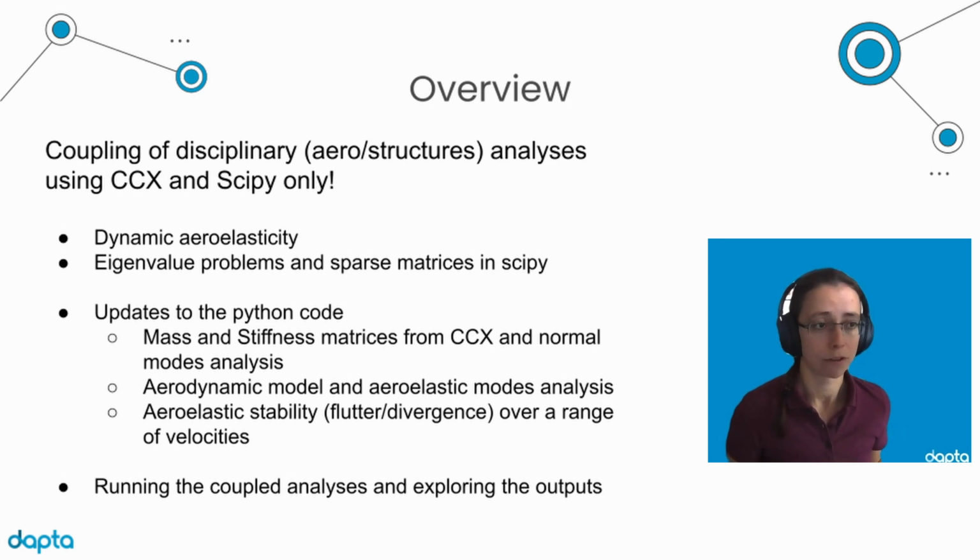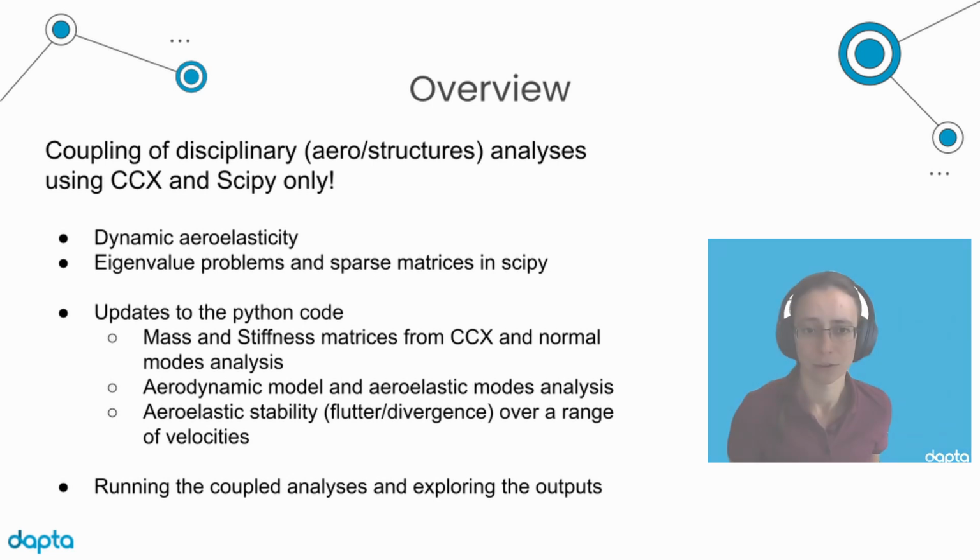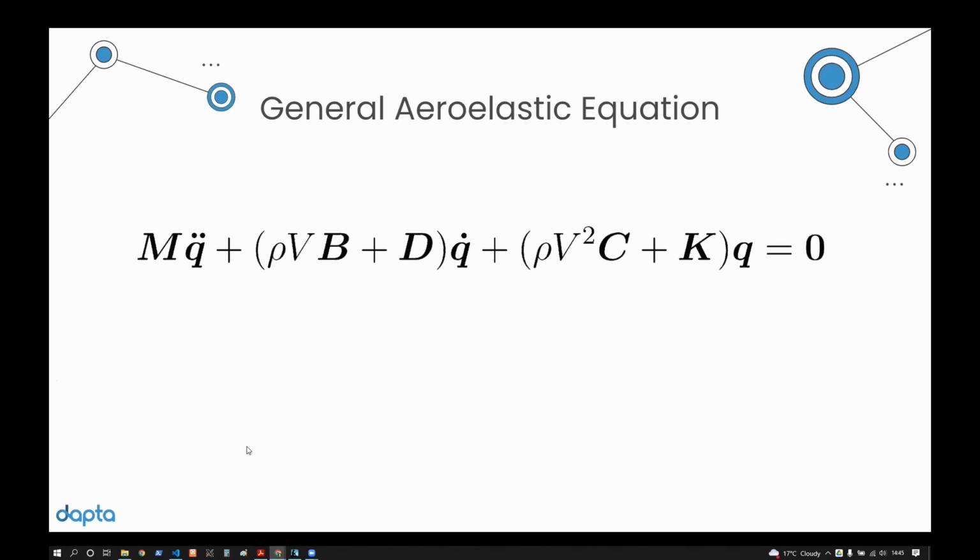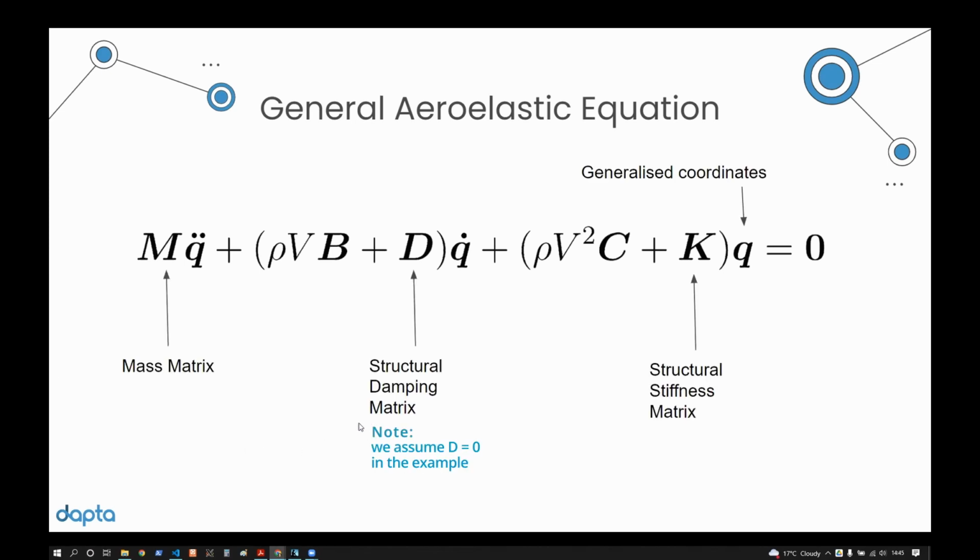Then the next thing that we have to do is calculate some aerodynamic matrices. So that's aerodynamic damping and stiffness matrices, and add them to the problem. And then once we have all of these matrices, we can actually solve the aeroelastic stability problem to check whether we have flutter or divergence occurring. And we can do that over a range of velocities. So in this video, we're going to cover the code and then actually run it to see what the outputs are. So stay tuned.